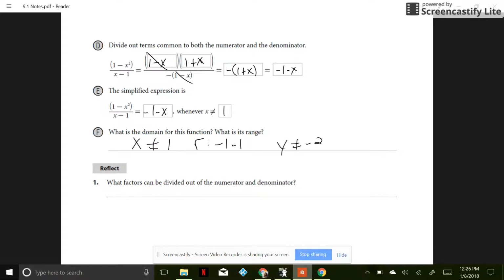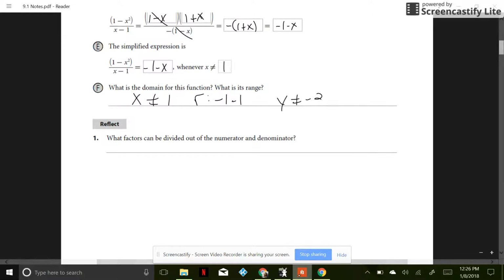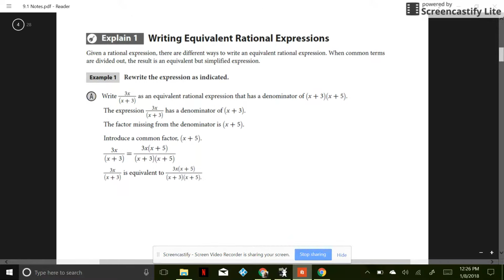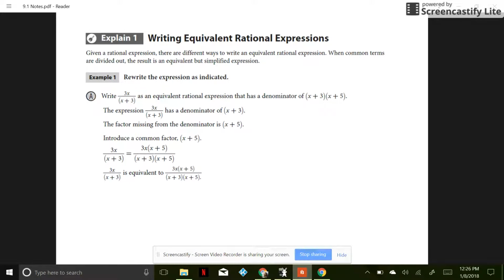So what factors can be divided out of the numerator and the denominator? Common factors. So when we simplify expressions, we want to divide out the common factors. If we're given a rational expression, there are different ways to write an equivalent rational expression. When common terms are divided out, the result is an equivalent but simplified expression.